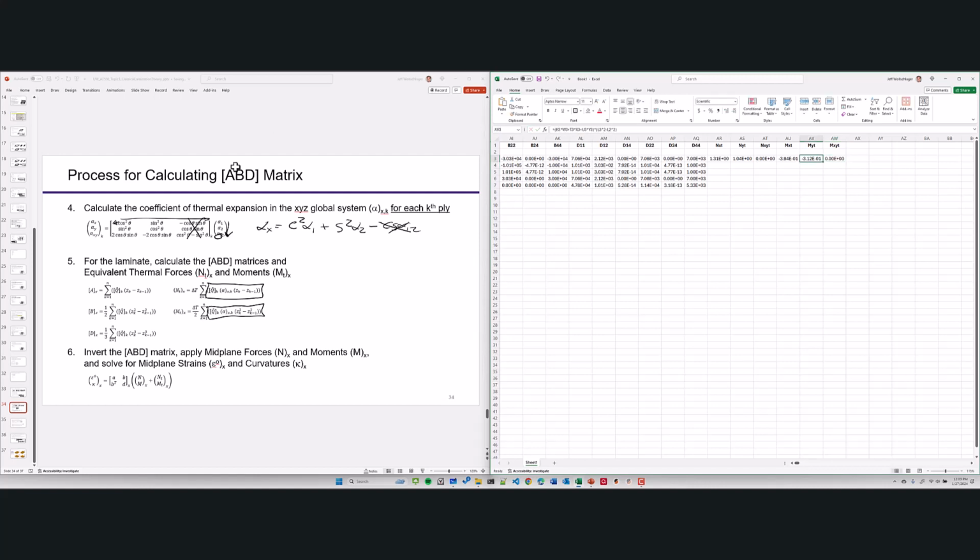Okay, so now I have these calculations done for one ply. Well, now I need to do the sum. So how do I do the sum? I simply copy it down. My last ply here is my sum.